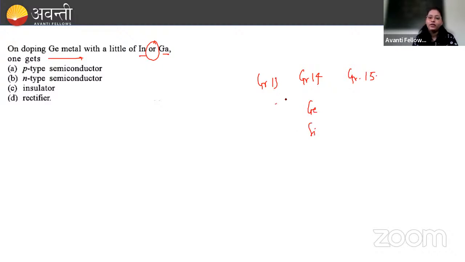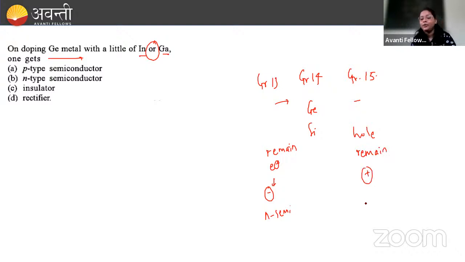If we dope them with a group 13 element, what happens? There is a remaining one electron here. What remains? One electron remains, so these are negatively charged, and the semiconductors formed from them are known as N-type semiconductors. Here a hole is remaining, right? Due to the remaining hole, a positive hole is present. Okay, and due to the positive hole being present, P-type semiconductor is formed. Right? So here with a little of indium or gallium.